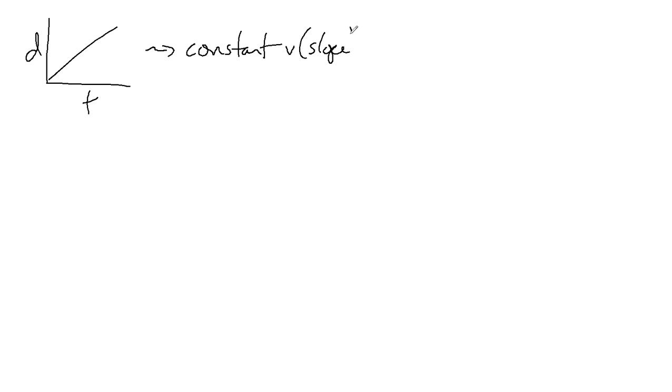So let's go back to the types of things we were looking at before in terms of DT graphs. You get your basic DT graph that looks something like this. No big deal, and you guys already know this is a nice constant speed, and of course that is the slope.